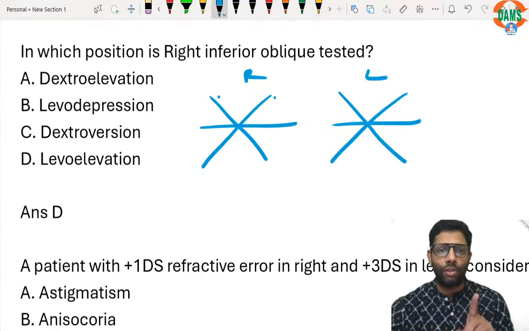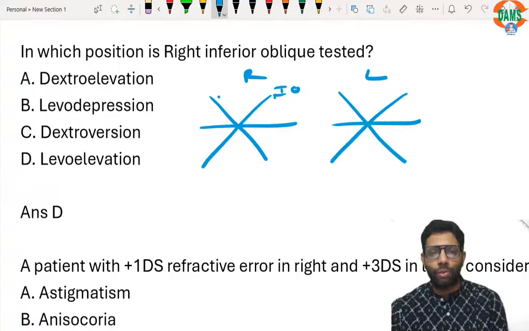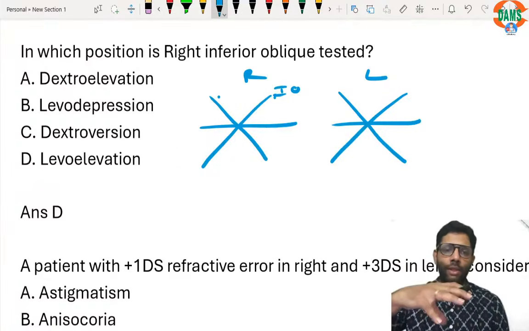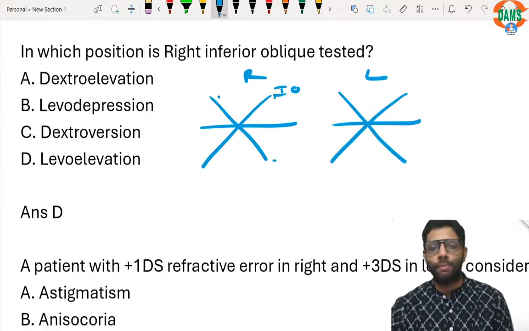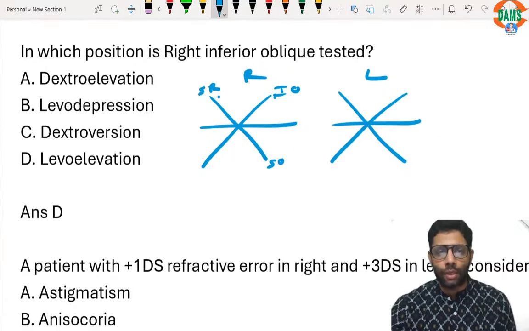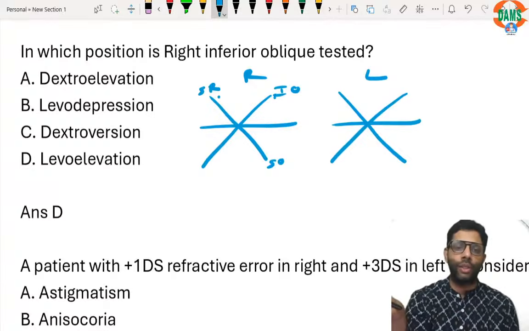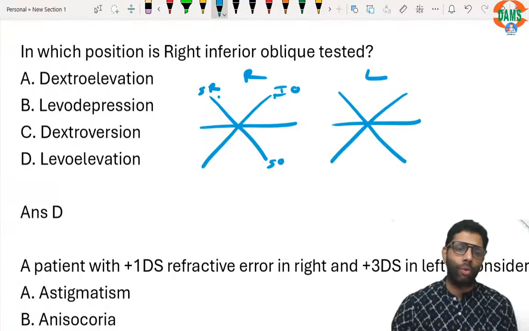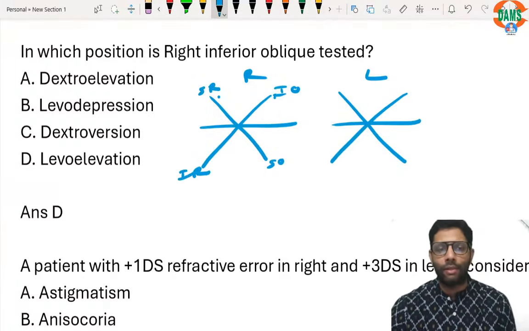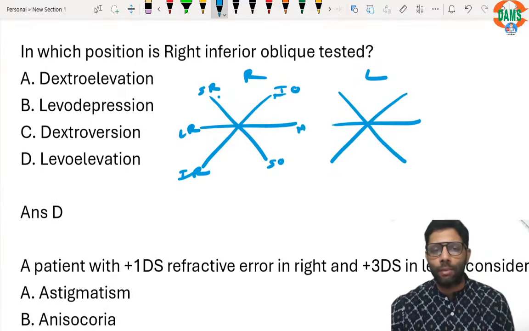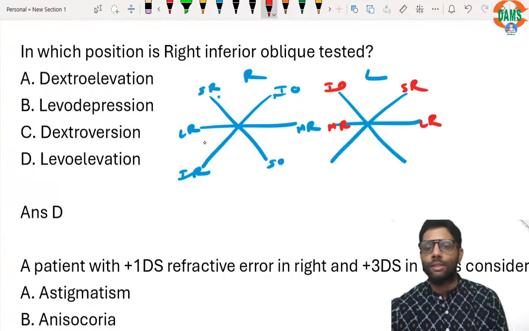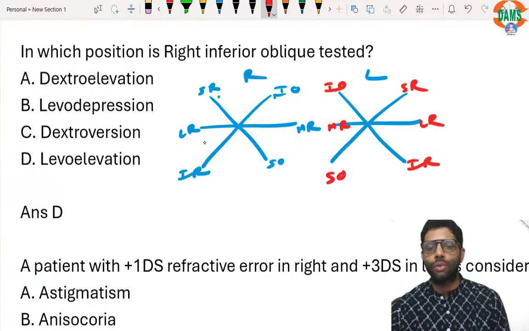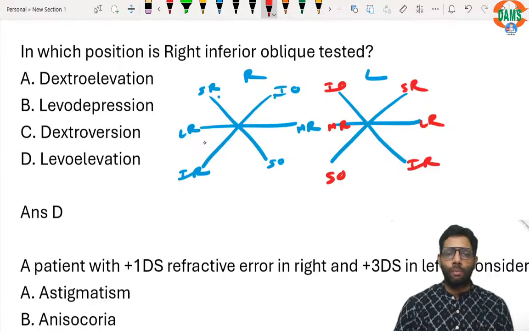It causes abduction, but in the adducted position of 51 degrees, the eyeball gets aligned to IO and SO. IO is a pure elevator, SO is a pure depressor. SR comes over here because in the abducted position of 23 degrees, it gets aligned to the eyeball. SR and IR. LR is an abductor, MR is an adductor. Same goes for MR. This is IO, this is SR, this is LR, this is IR, this is SO. Please remember, this will help you in solving many questions.